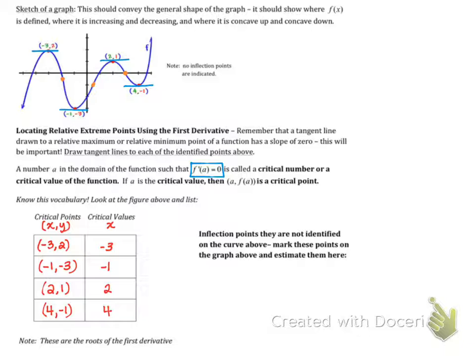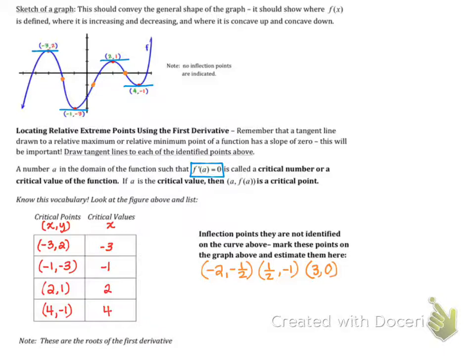Okay, so I'm going to list them here. So (-2, -1/2), (1/2, -1), and (3, 0). So they're not needed to be plotted, but we can still find them on a graph. All right, so that note down there says these are the roots of the first derivative.